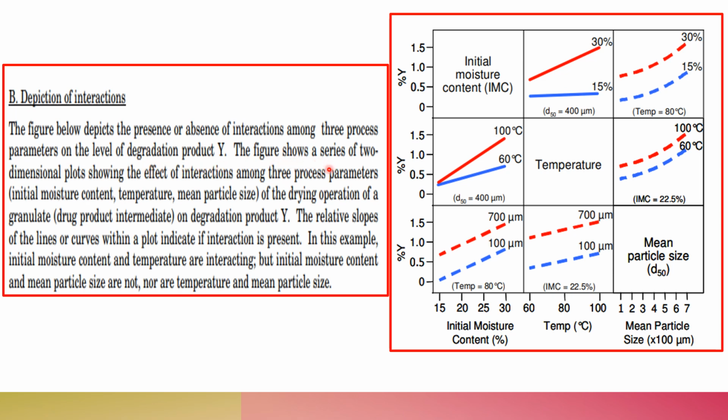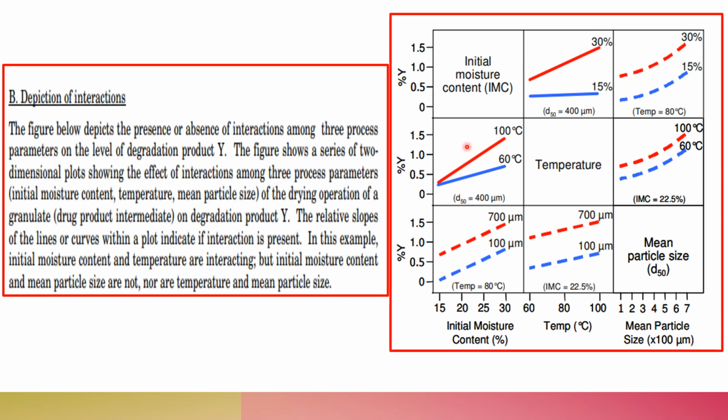The figure shows a series of two-dimensional plots showing the effect of interaction among these process parameters: initial moisture content, temperature, and mean particle size of drying operation of a granulate drug product intermediate on degradation product Y. The relative slopes of the lines or curves within a plot indicate if interaction is present. In this example, initial moisture content and temperature are interacting, but initial moisture content and mean particle size are not, nor are temperature and mean particle size.